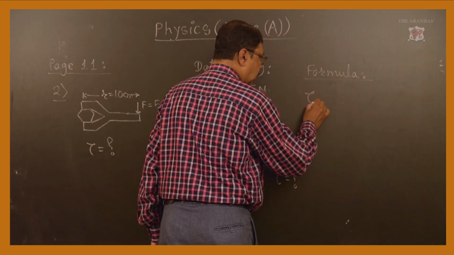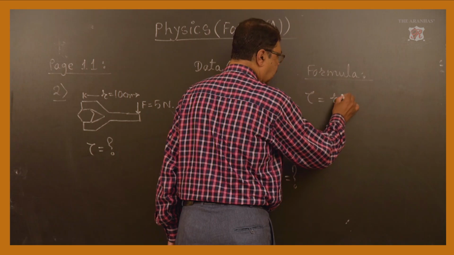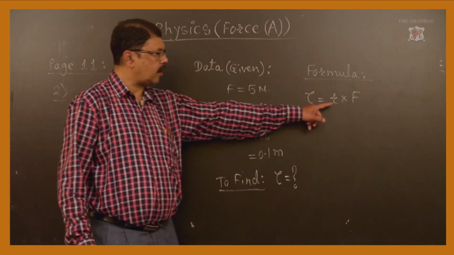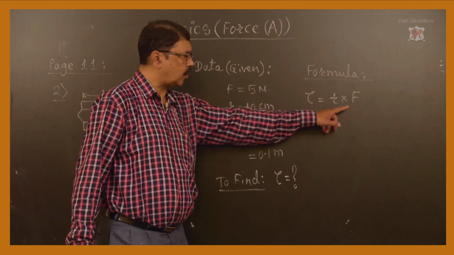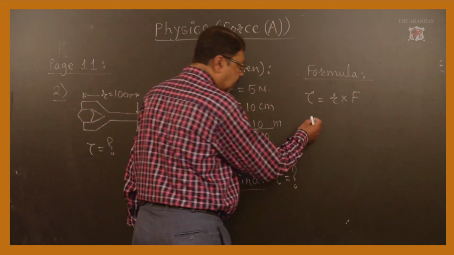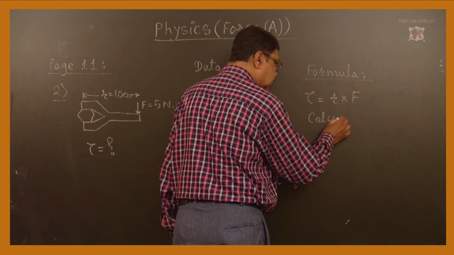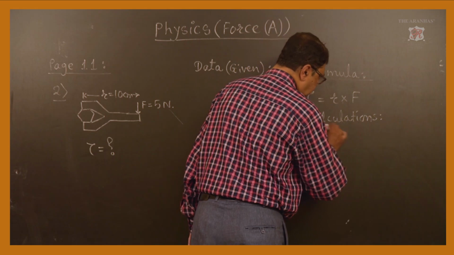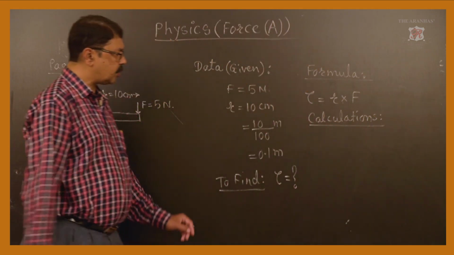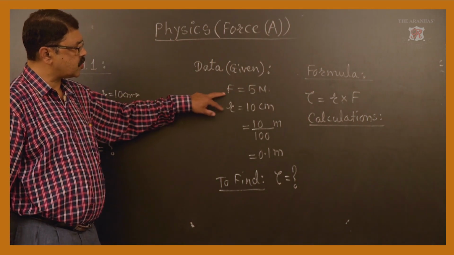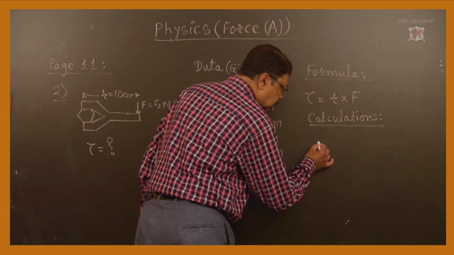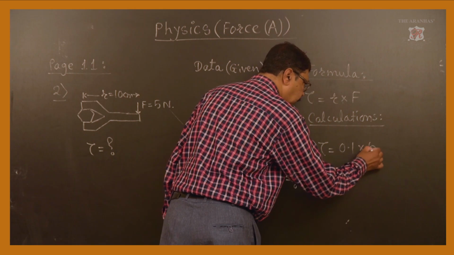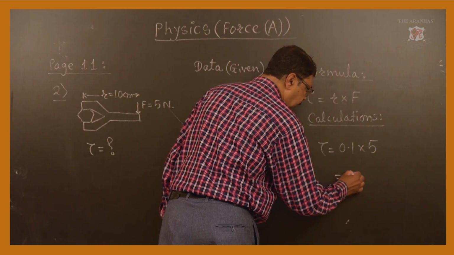We know that in notation form, torque is product of perpendicular distance and the magnitude of the force. Now next will be calculations. Calculations means what? Just substitute the values which are given there. So it is torque equal to 0.1 into 5, which is 0.5.